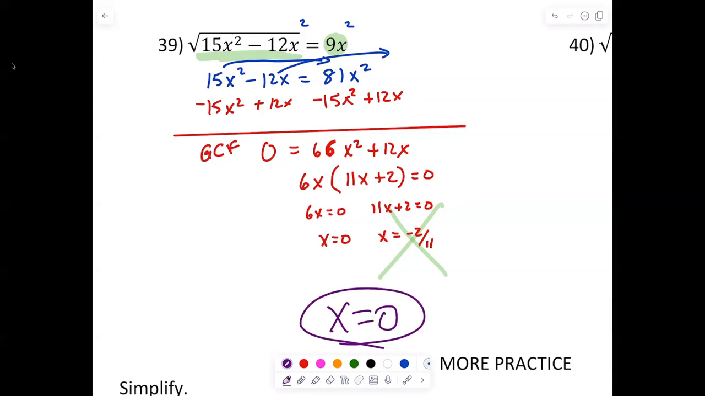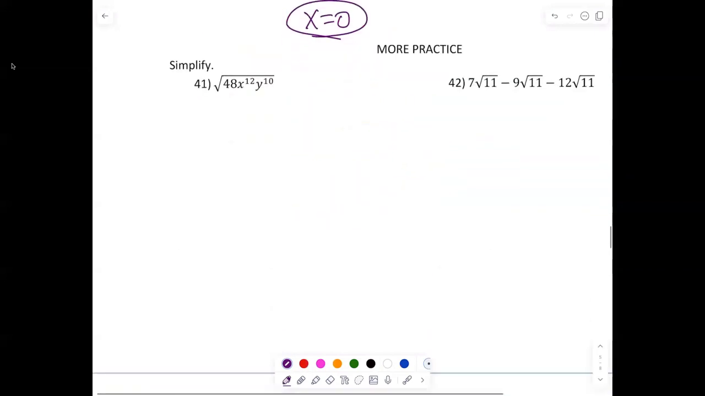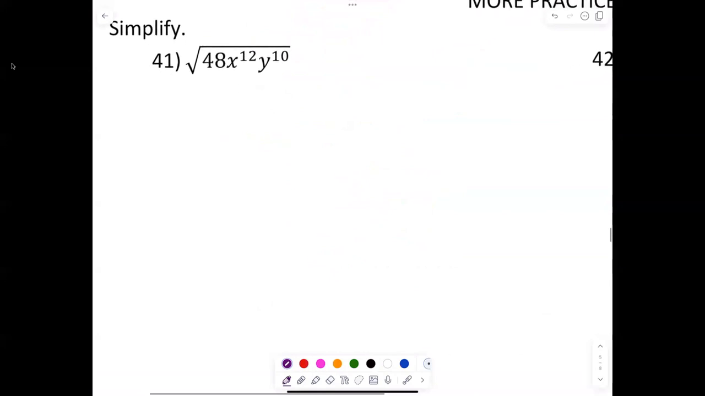Now, this is from the day before spring break. I just want to go back and review a couple of these to make sure we're in good shape. So 41. What does 48 break down to? 6 times 8, but neither one of those is a perfect square. 16 times 3, x to the 12th, y to the 10th. Those are even, so those are good.